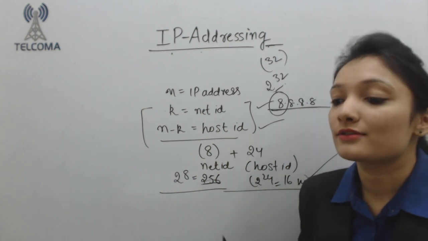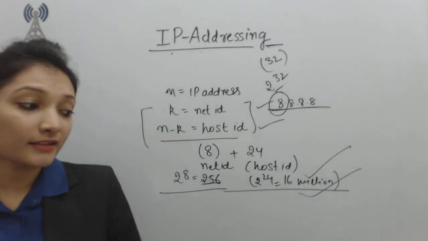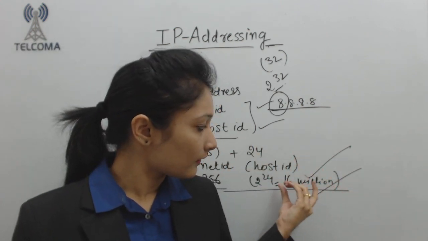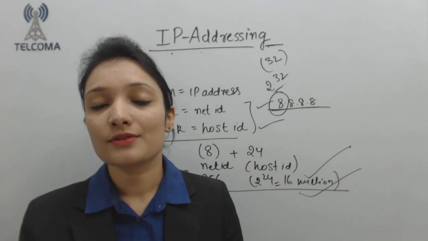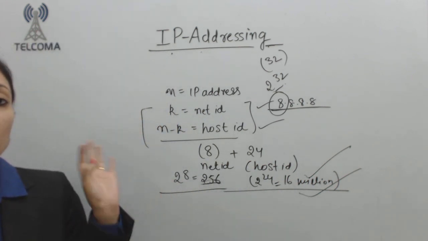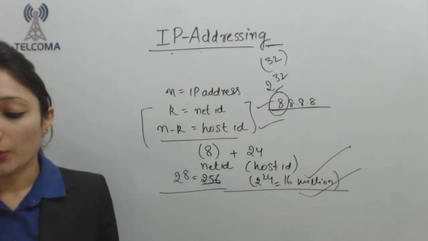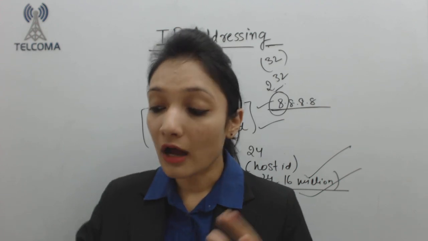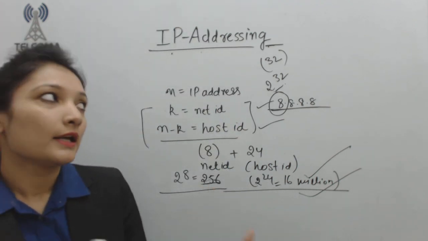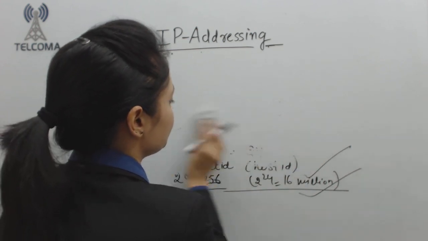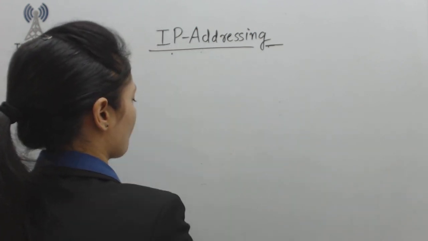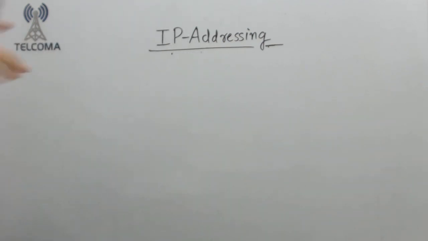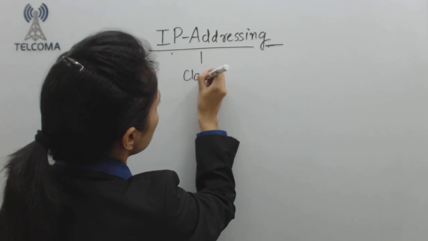So very large organizations like NASA require such kinds of addresses. But smaller organizations just don't require 16 million hosts, because no such network will have that number of hosts here. So this static scheme of addressing was not scalable. After that, classful addressing was designed.